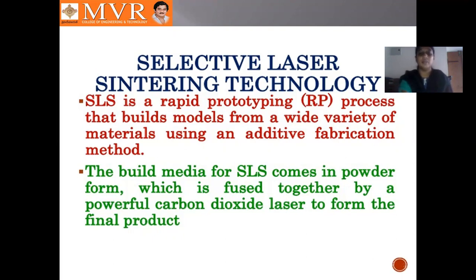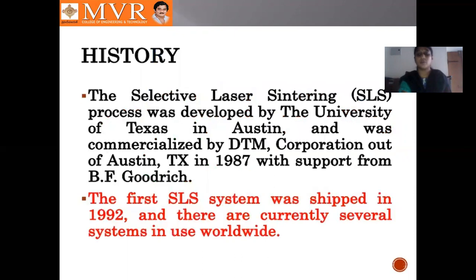The build media of SLS comes in powder form, which is fused together by a powerful carbon dioxide laser to form the final product. SLS is one of the rapid prototyping processes used in additive fabrication methods. Additive fabrication means we are adding material to the product. The selective laser sintering process was developed by the University of Texas.